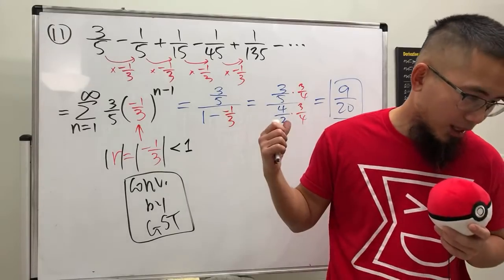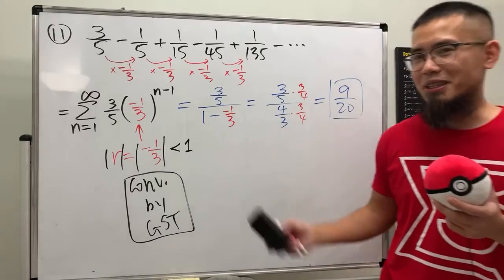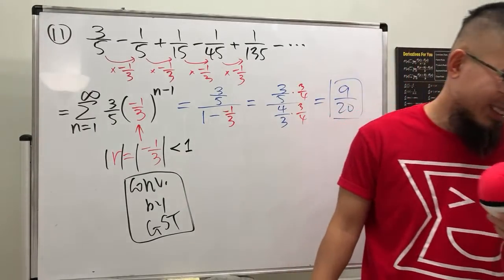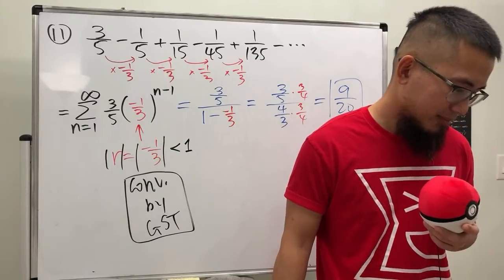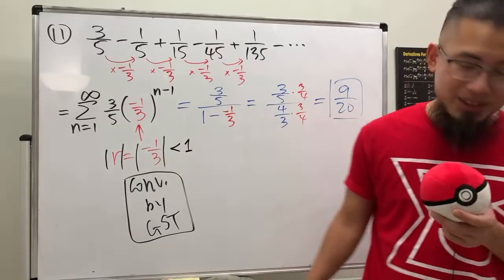Alright, so you guys agree with this answer? I don't know. It's kind of late, so maybe I just made some fraction mistake. I don't know. Alright, 9 over 20. Good.